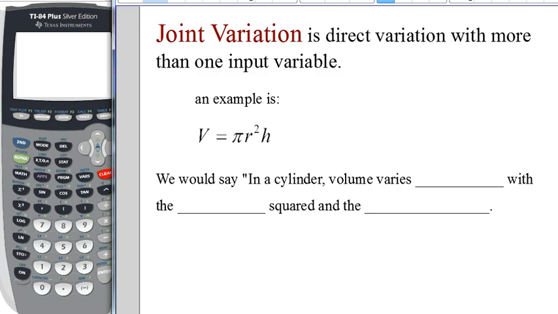Our next type of variation is joint variation, and joint variation is direct variation with more than one input variable. And so in this case we have two inputs, both radius and height, and this is our k, our constant of proportionality. This is actually the volume of a cylinder. So we would say in a cylinder, volume varies jointly with the radius squared and the height.